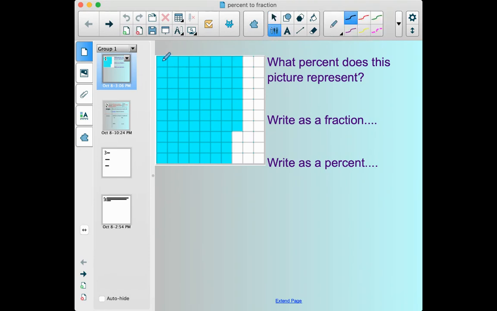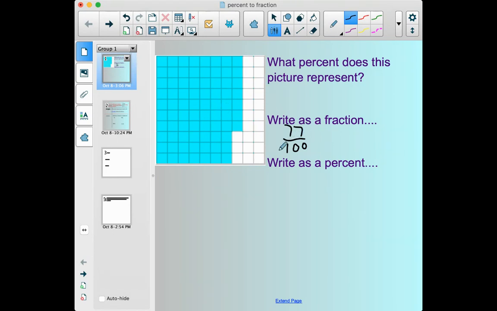If you count the squares, we have 1, 2, 3, 4, 5, 6, 7, 8, 9, 10 by 1, 2, 3, 4, 5, 6, 7, 8, 9, 10. So there's 100 squares, right? 10 rows of 10. The amount that are shaded, we have 1, 2, 3, 4, 5, 6, 7 of the whole rows shaded. That's 70. Plus 7 more. So there's 77 blue squares out of 100 total squares. As a fraction, we can write this as 77 100ths.